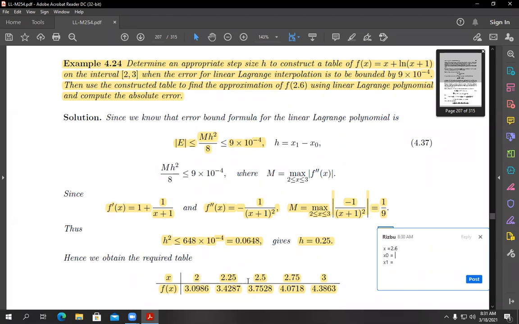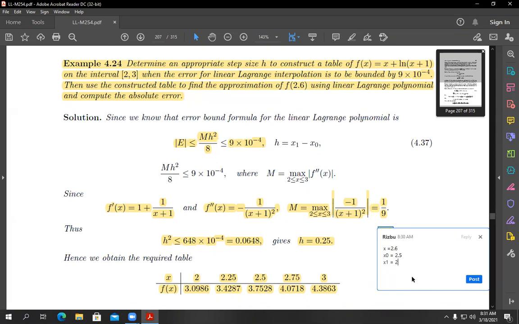From the table, you have everything in front of you. You have to select two points which are close to each other and 2.6 is inside. 2.5 and 2.75, yes. Half of the chapter is finished now.